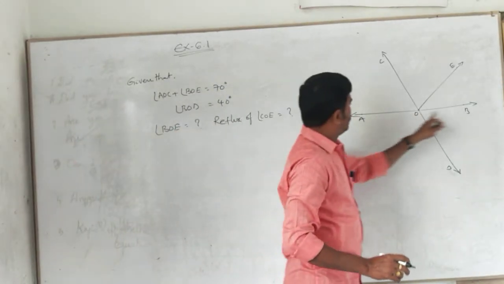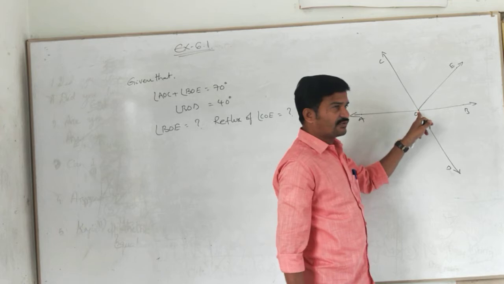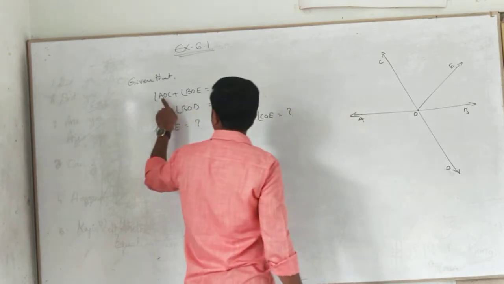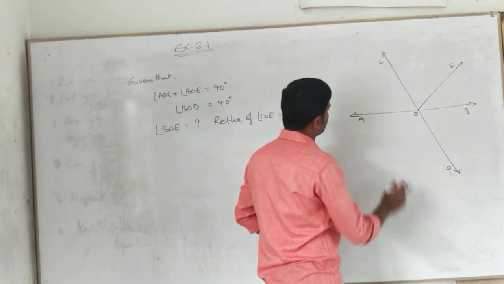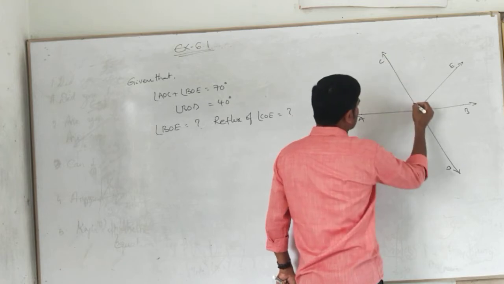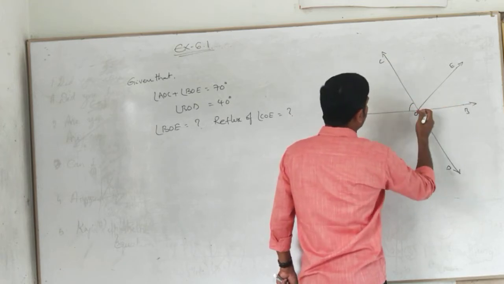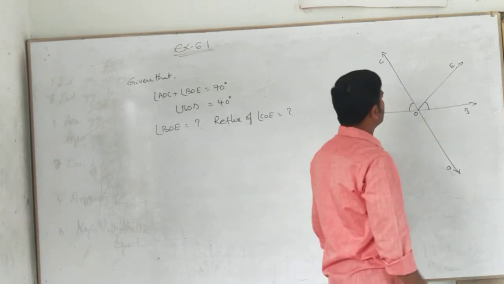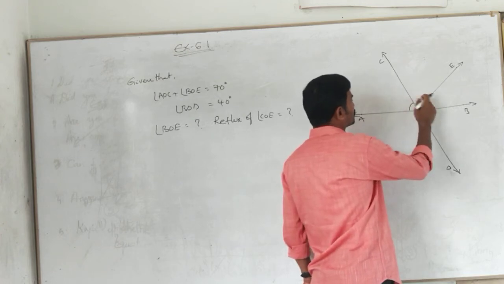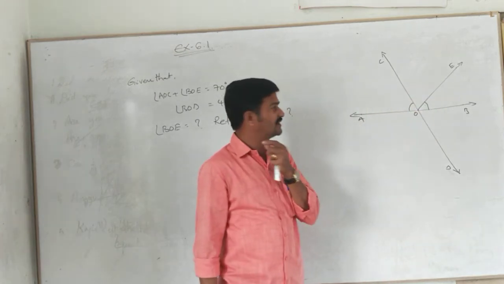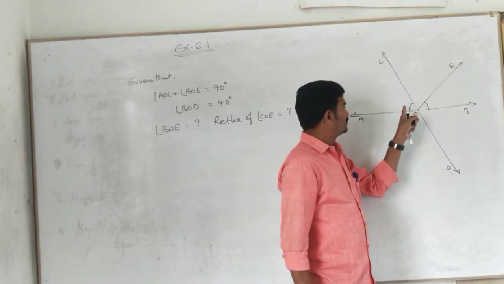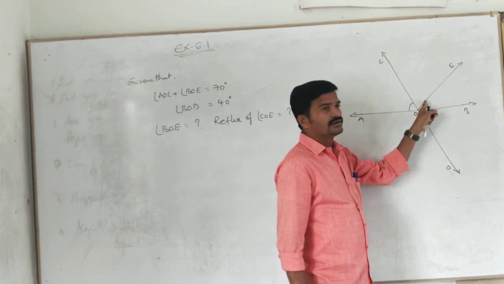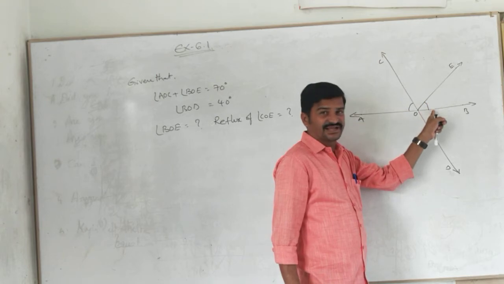See children, AB and CD are two lines which intersect at O, and OE is the angular ray. What is given first? AOC plus BOE. Where is AOC? This angle, plus BOE, this angle. That equals how much they gave? 70. This plus this is 70, so how much is this remaining angle? Can anyone guess? Sir, 110. Yes, 110, because it is a straight angle.